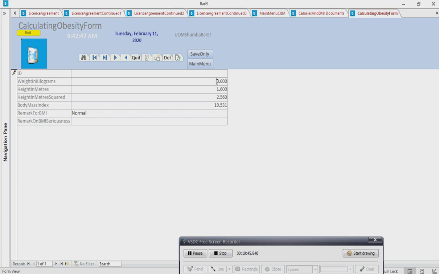If it's 80 kg, then it's overweight class 1. If it's 100, then it's overweight class 2. If it's 180, then overweight class 3, which is very serious or severe.